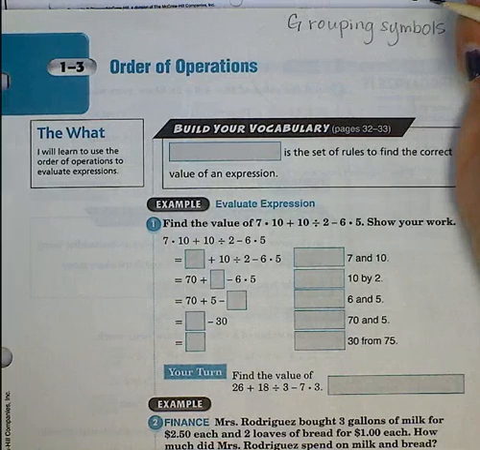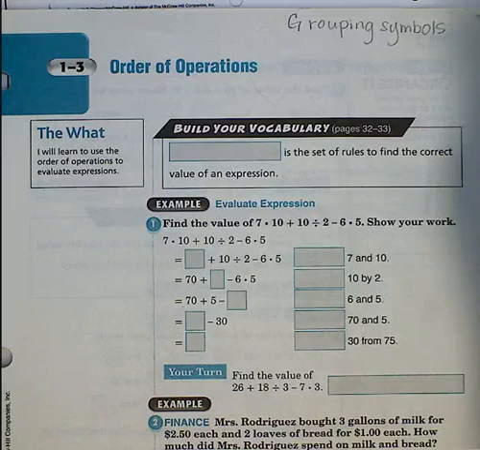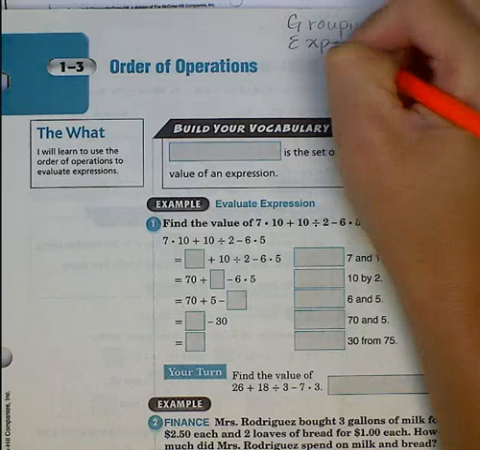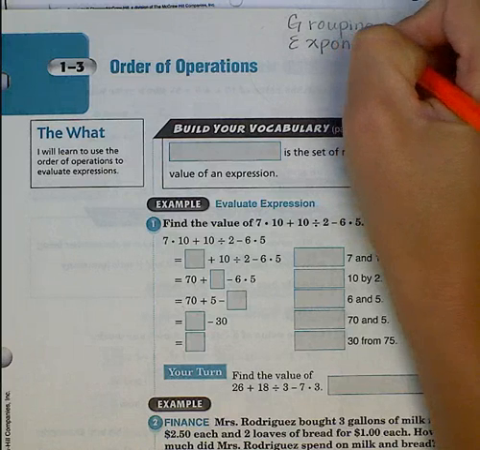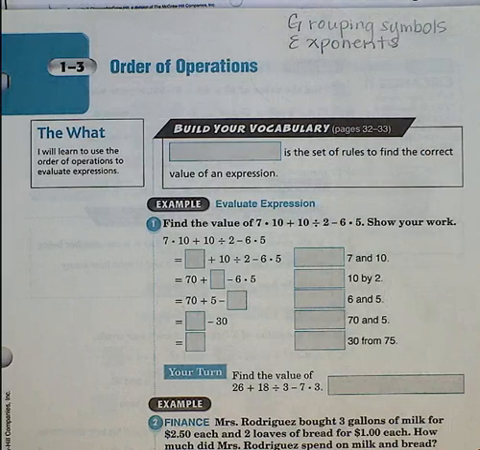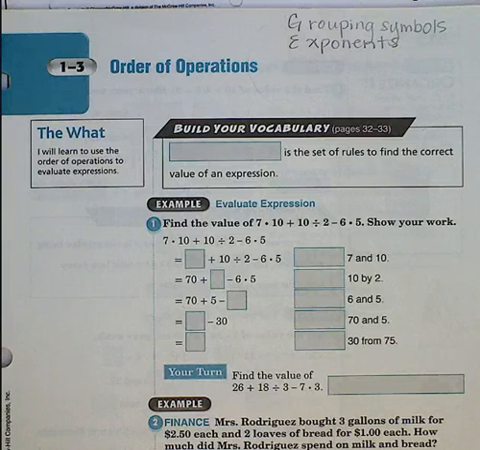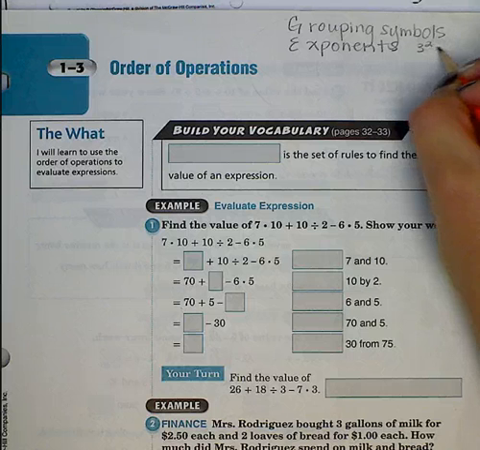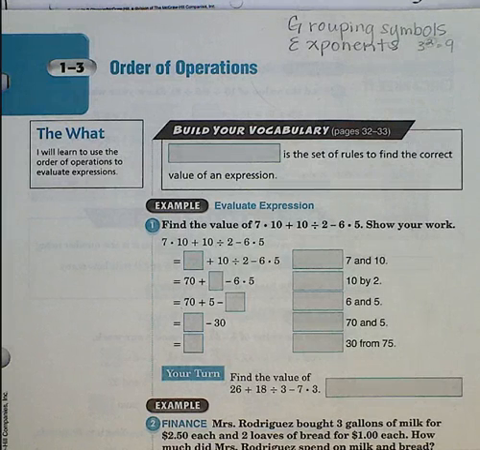What's the second thing we do in the order of operations? The second thing we do is exponents, so that's going to be E, exponents. Exponents are the little numbers. Like if we say what's 3 squared, that equals 9. The exponent is this number right up here.